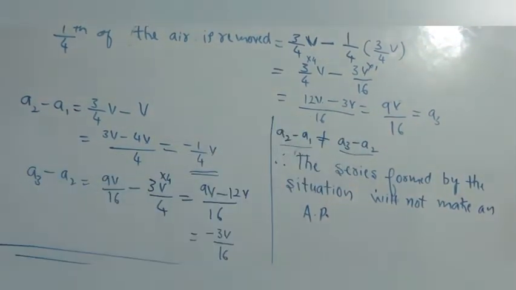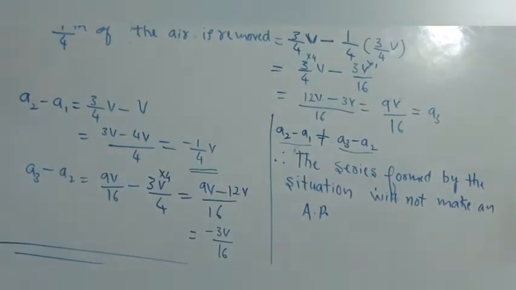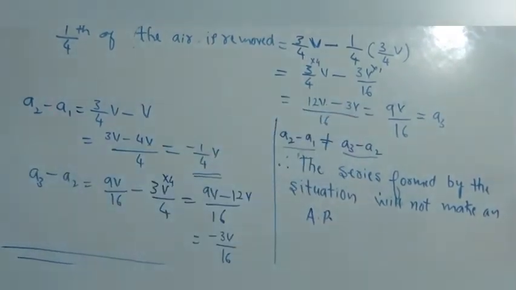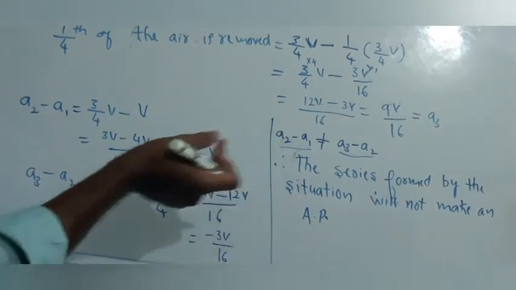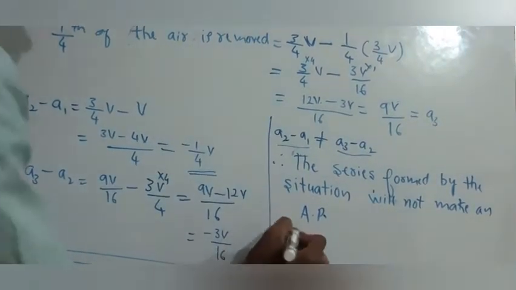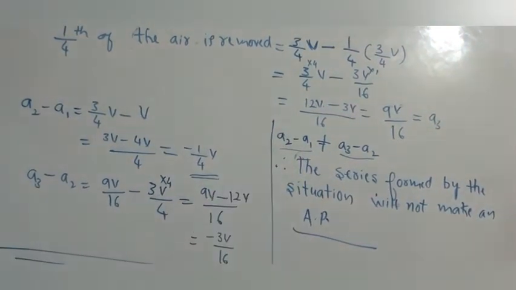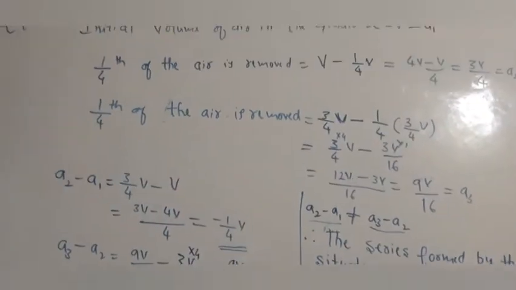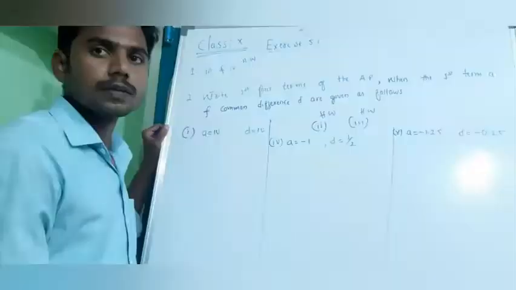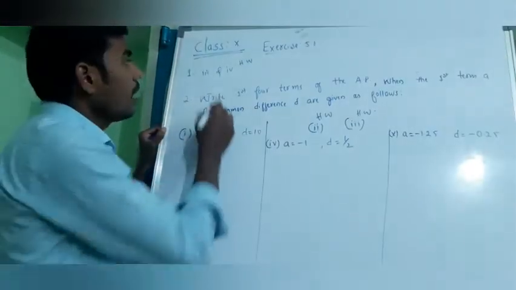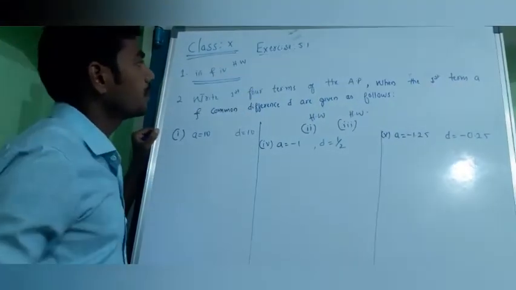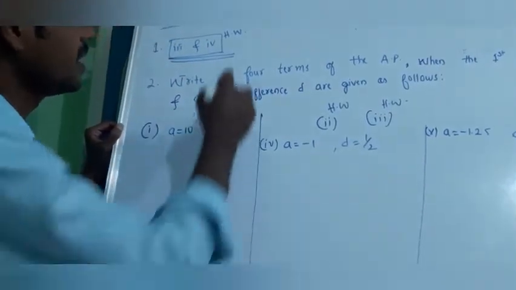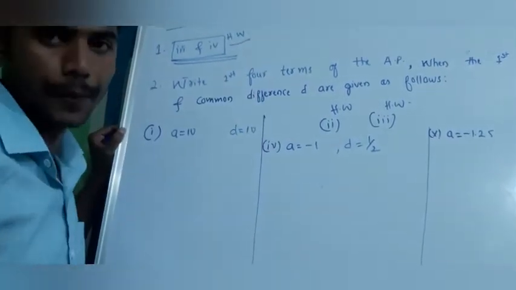Basically D should be constant over the sequence, but in this series the common difference is not fixed. That is the reason the series will not form an AP, that is, an arithmetic progression. First main, third and fourth question, fourth situation, whatever it is, consider it as homework and do it. If you have any difficulty, please approach me, I'll help you.